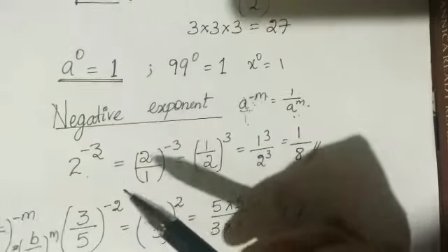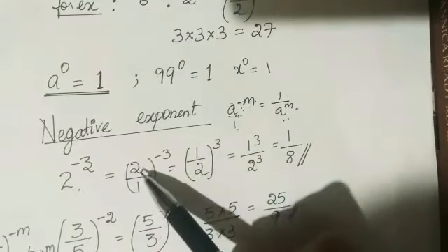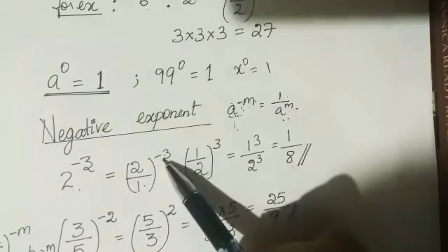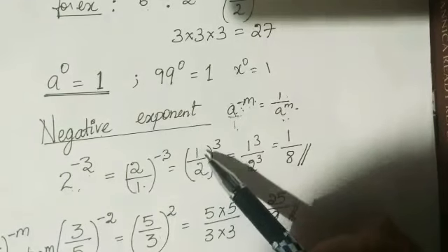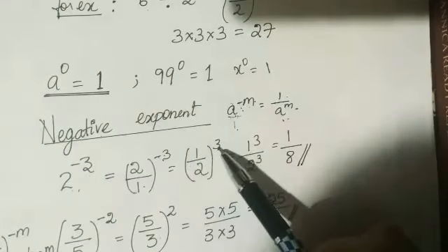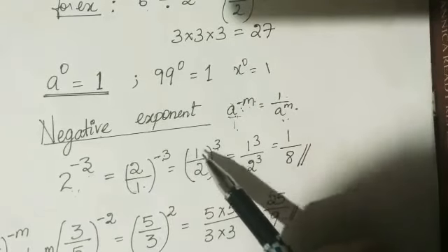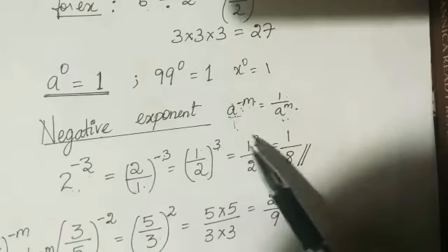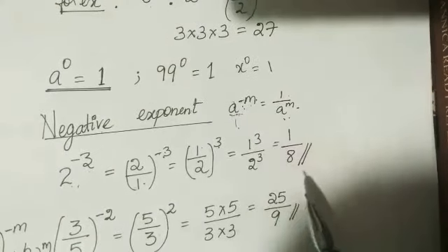Okay, here we have a good example. 2 raised to the power negative 3. It is 2 by 1 whole raised to the power negative 3. When you take the reciprocal of the base, what happens here is 1 by 2 whole raised to the power 3. See, this negative sign has vanished because we have taken the reciprocal of the base. So what is 1 by 2 whole cube? It is 1 cube by 2 cube, and 1 cube is 1 itself and 2 cube is 8.